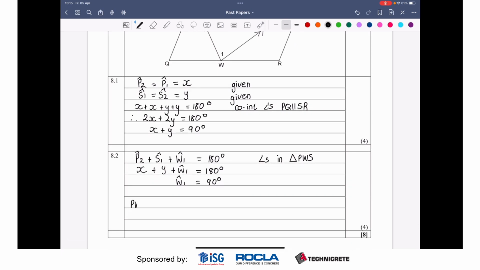Right, then I say that PWST is a parallelogram, and I can say two opposite sides parallel, and therefore PWST is a rectangle, and that is because W1 is 90 degrees and PWST is a parallelogram.